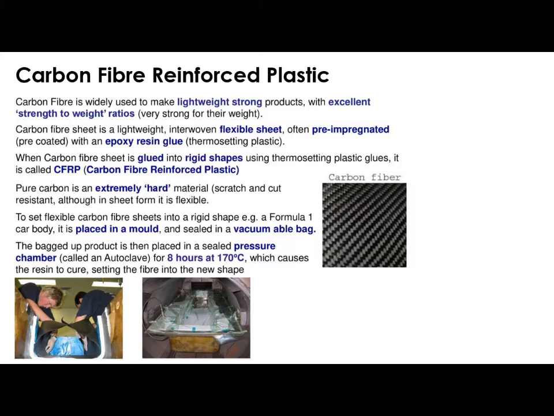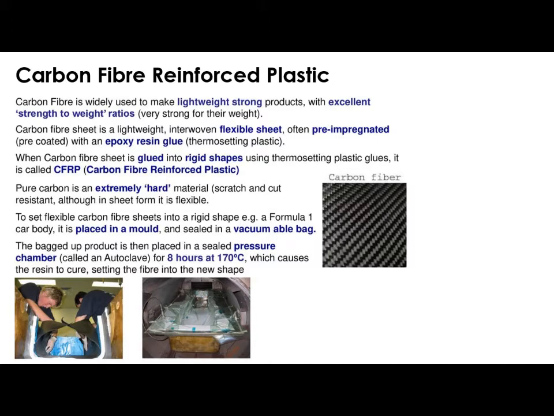I mean, 170 degrees you could obviously have in your normal oven at home, but it also produces pressure, and it's called an autoclave. So it's basically like a giant oven, but as well as heat, it also produces pressure. That causes the resin to cure, and it sets it completely rigidly in its new shape. So it is used for a range of different applications.